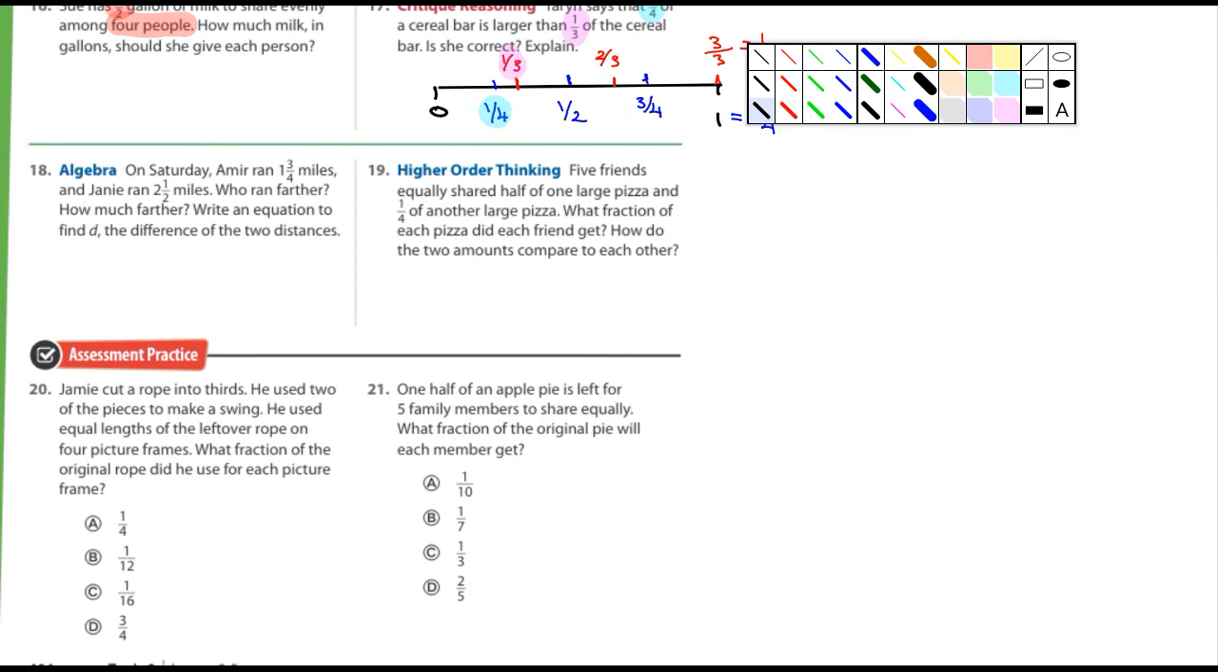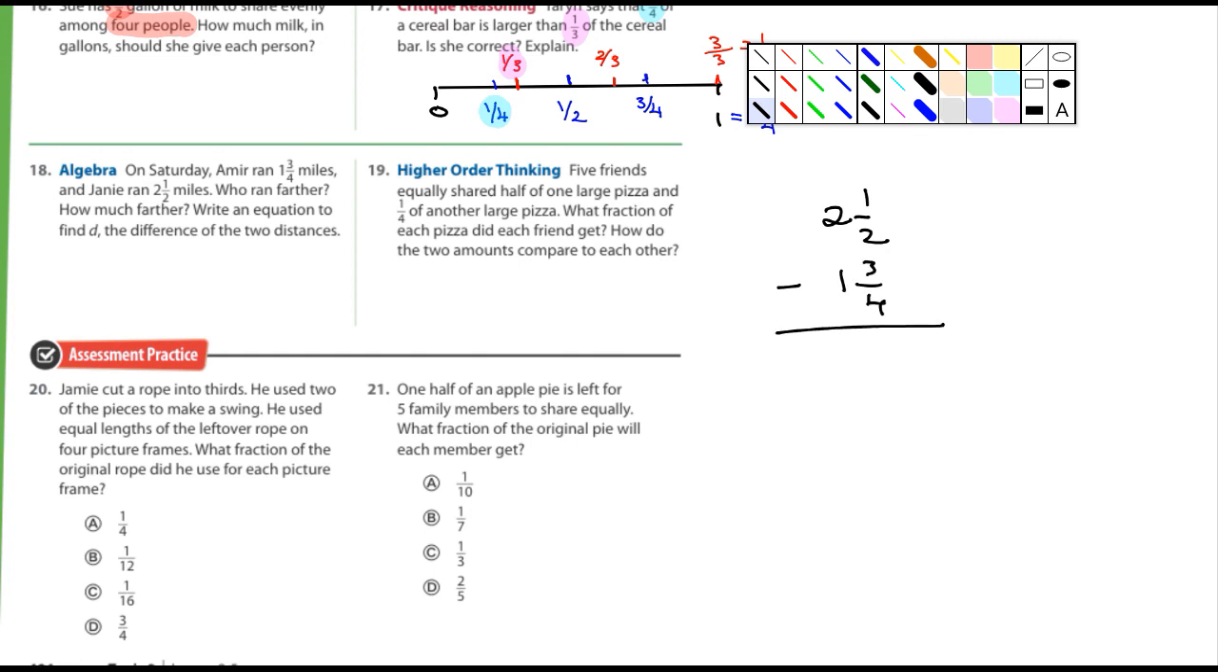On Saturday, Amir ran 1 3/4 miles, and then Janie ran 2.5 miles. Who ran further? And how much further? Write an equation to find D, which they're calling the difference of the two differences. In other words, how much further apart is one from the other? What's the difference between the two? You're going to have to subtract one from the other. So let me set this up for you here. Well, it should be pretty obvious that the 2.5 is larger. So we're going to subtract 1 3/4 from that.